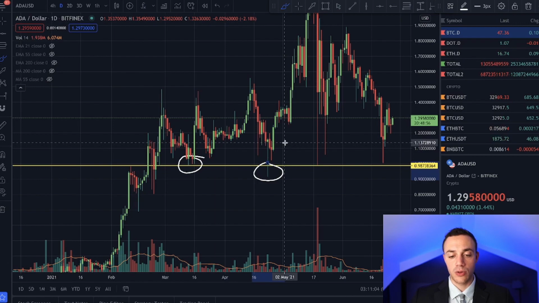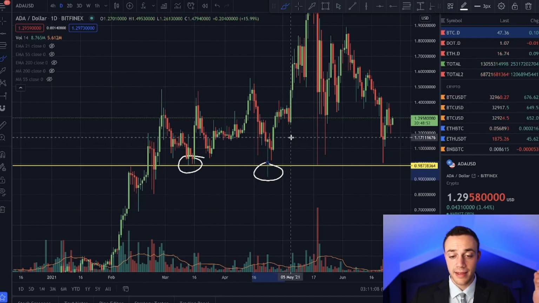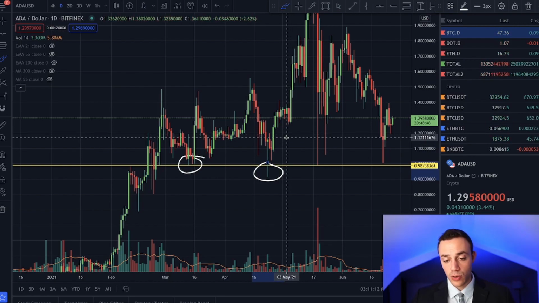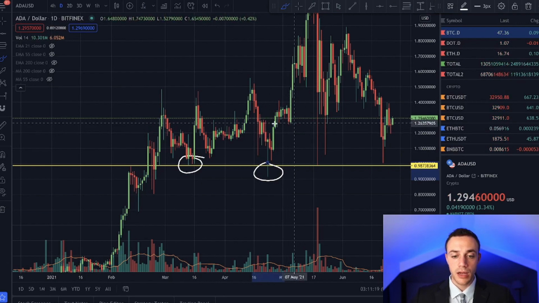Price didn't actually close beneath the level of support here. If it were to close beneath, that would be bearish, but the buyers stepped in and drove price back up higher. So the level of support was once again respected, but the lows were swept here. And then again, after price reacted from this level, it would have been another great long opportunity.